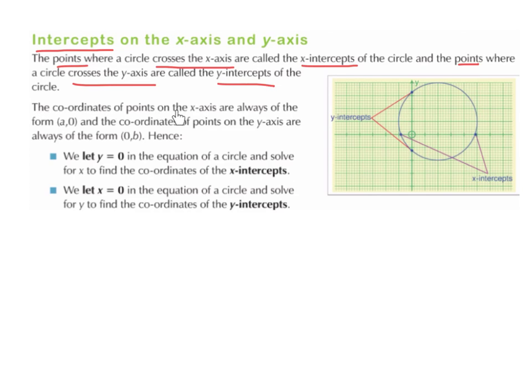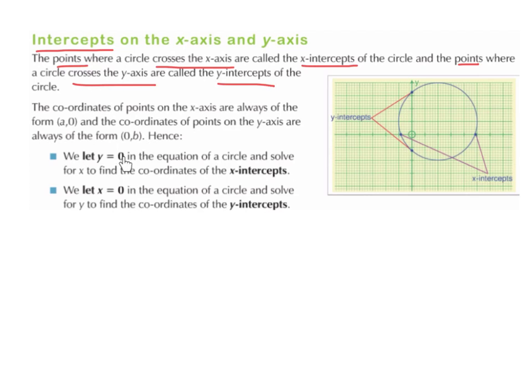The coordinates of the points on the x-axis are always of the form a, 0. So the y value will always be 0 for any points on the x-axis. And the coordinates of the points on the y-axis are always in the form of 0, b. So all the x values will always be 0. Any point along the y-axis has an x value of 0.